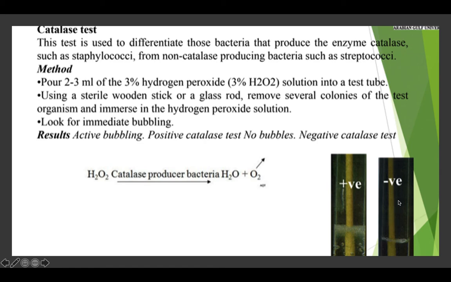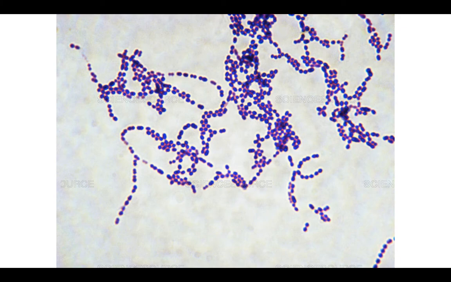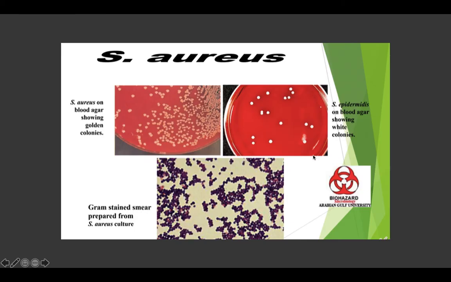And this is how you can differentiate between them, and you can also differentiate by the arrangement of the organisms, like they are arranged in pairs, and this is arranged in clusters like grapes. Also, the culture might help you.